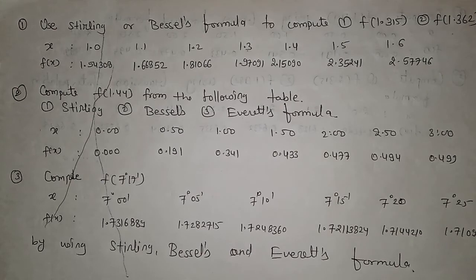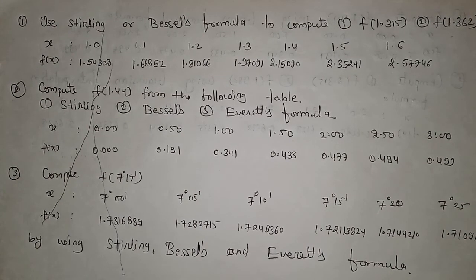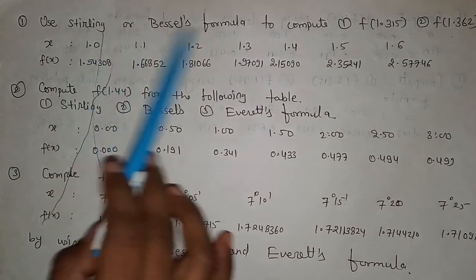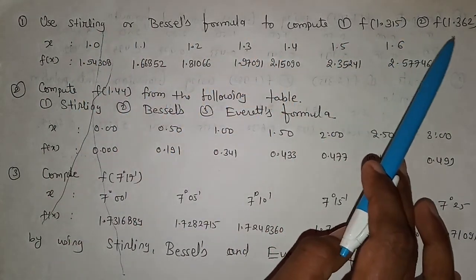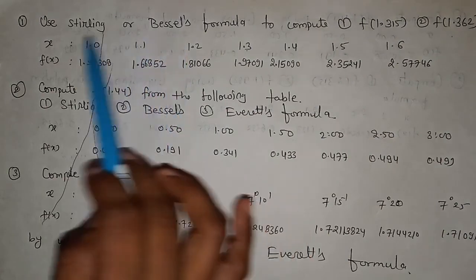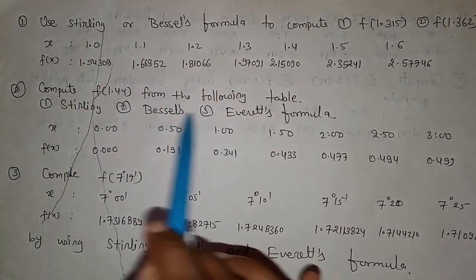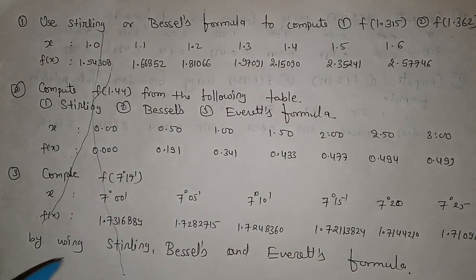These are some questions which you have to do for this practical. In the first question, it is asked to find f of 1.315, f of 1.362 using Stirling's and Bessel's. Again in this you have to find using all three formulas, and in this also you have to find f of 7 degree 17 minutes using all these formulas.